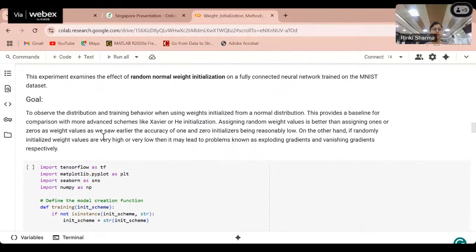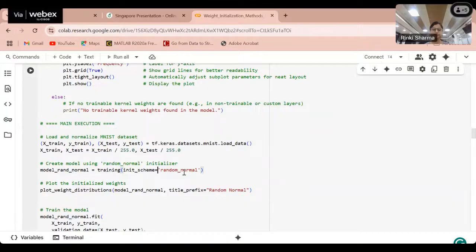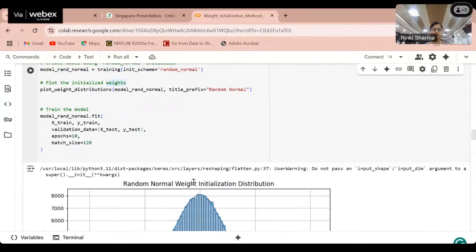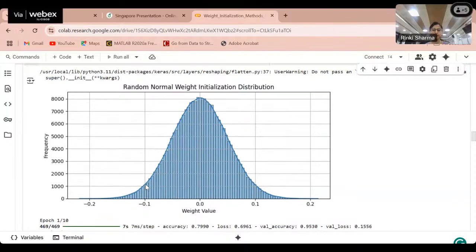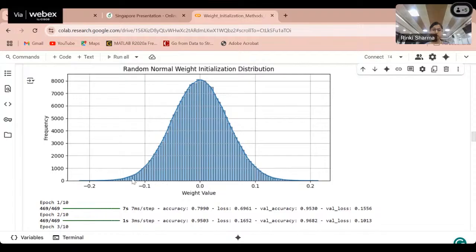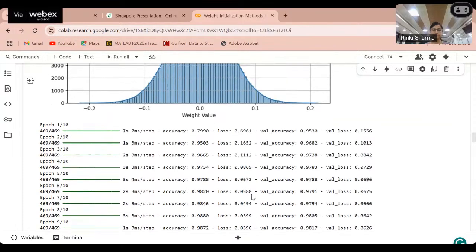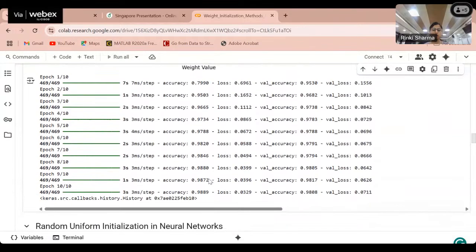And this is the random normal initialization in neural networks. So we will provide random normal as a string in the initialization scheme. This is how the random normal weight distribution will look, centered at 0, but sparser than the previous one. It will take the entries of the weight matrix from about minus 0.2 to plus 0.2. The learning is also good for this initialization.